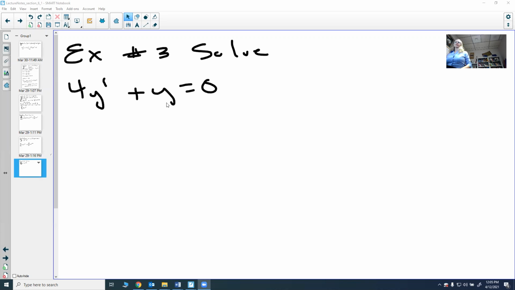So this example didn't get finished, so I'm going to go ahead and finish this example. I'll start it from the beginning. This one is where we're going to solve the differential equation y prime plus y equals 0.